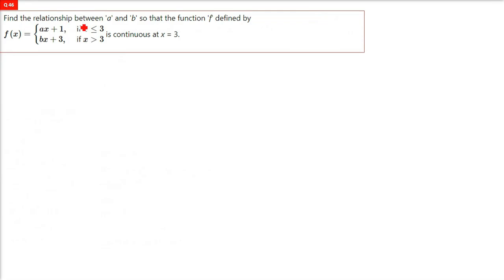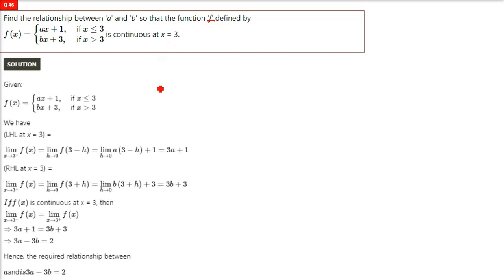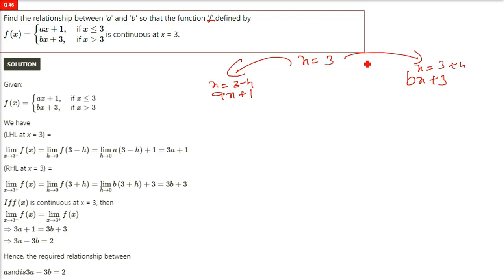Find the relationship between a and b so that the function f defined by fx equals ax plus 1, bx plus 3 when x is less than 3 and x is greater than 3 respectively. So we have to check at x equal to 3, and on the left hand side ax plus 1 we are going to use, on the right hand side we are going to use bx plus 3. Since it is 3, we'll use x as 3 minus h here. Here we'll use x as 3 plus h. Okay, so h is very small, it is equivalent to 0.